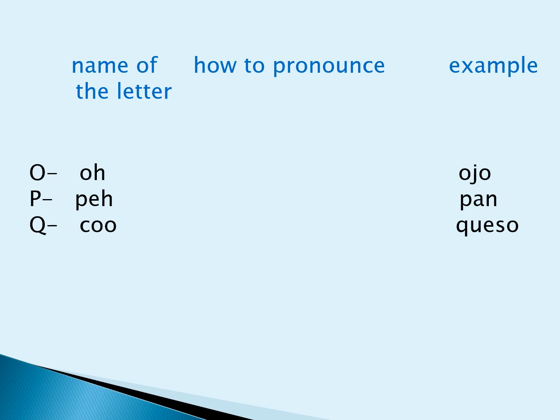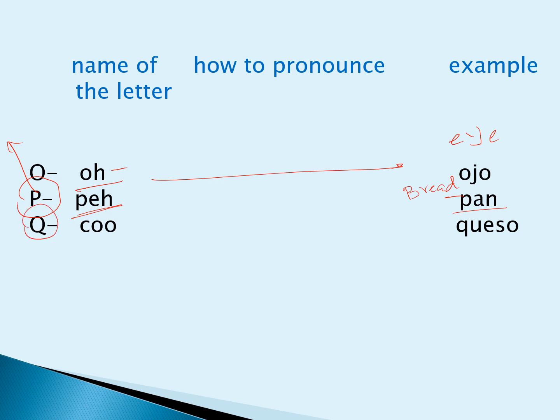This is the letter O in Spanish. Letter O. Example, ojo. Ojo means eye. Right. The next letter. In English, this is letter P, but in Spanish, the name is different. Example, pan. Pan means bread. Okay.